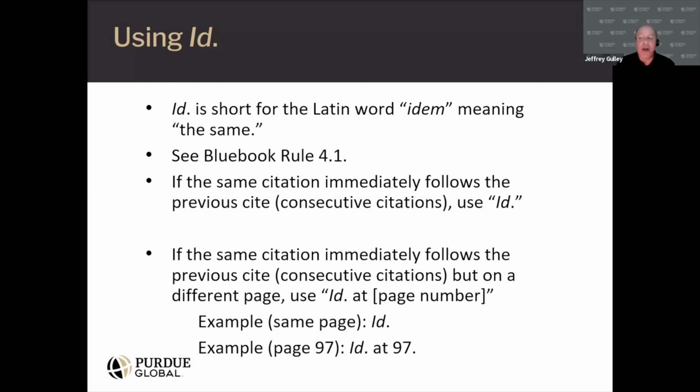So Bluebook has a whole rule on it. Bluebook Rule 4, as mentioned on the previous slide, discusses short form citations, but then Rule 4.1 specifically discusses id and when to use it. It follows the previous cite in a consecutive citation. And then if there is a citation but on a different page, you can see the examples here as well at the bottom. And it is always in italics, always in italics.